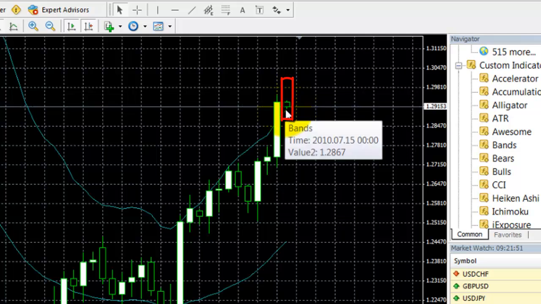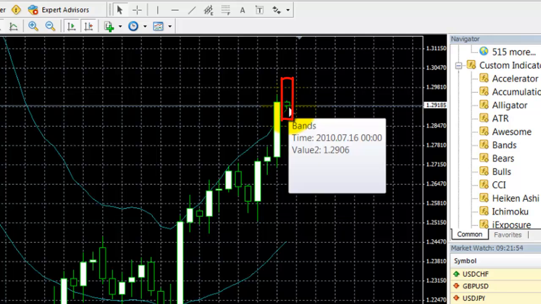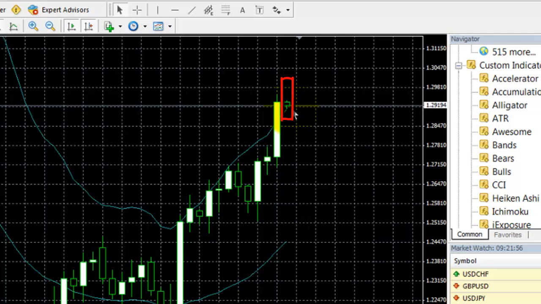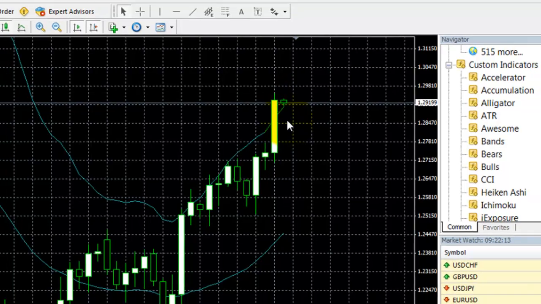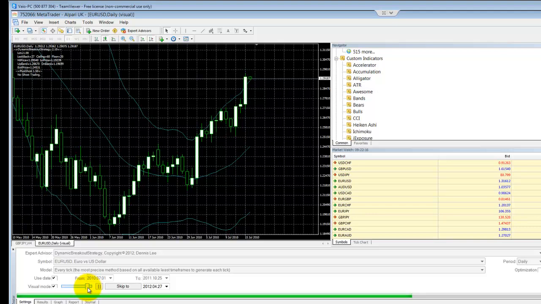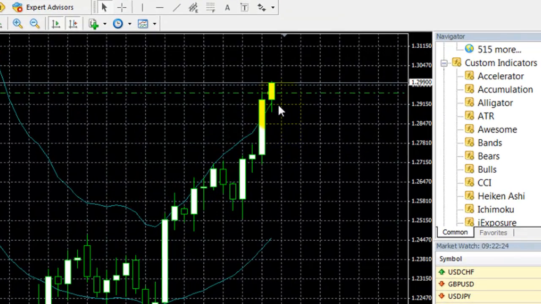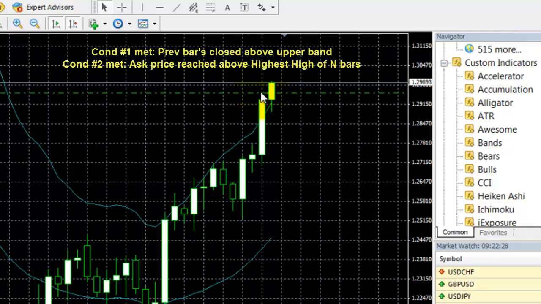However, if during this candle the ask price does not go higher than the highest high, then this invalidates the previous trade setup, and we do not open a buy trade. So we will now fast forward to see what happens. As you can see, the buy was bought at the highest high price.